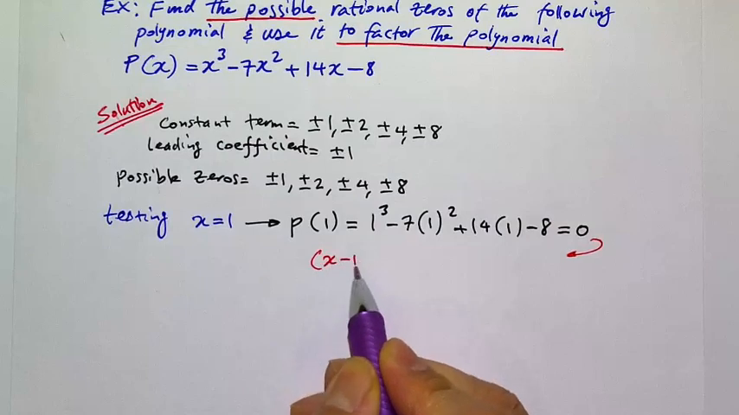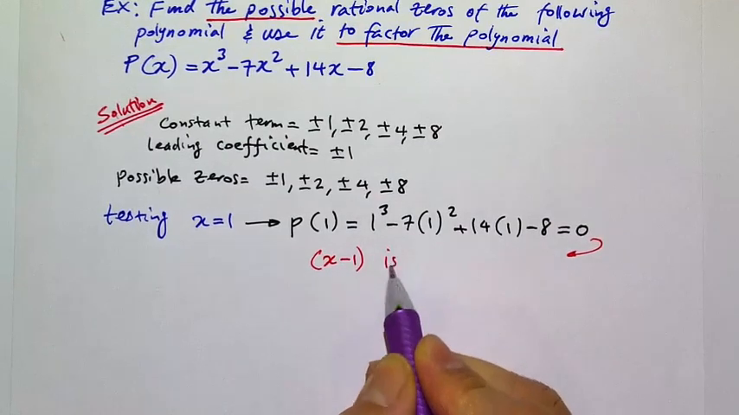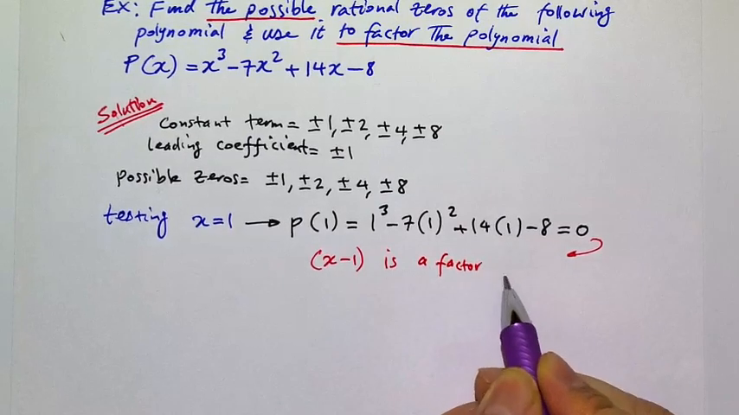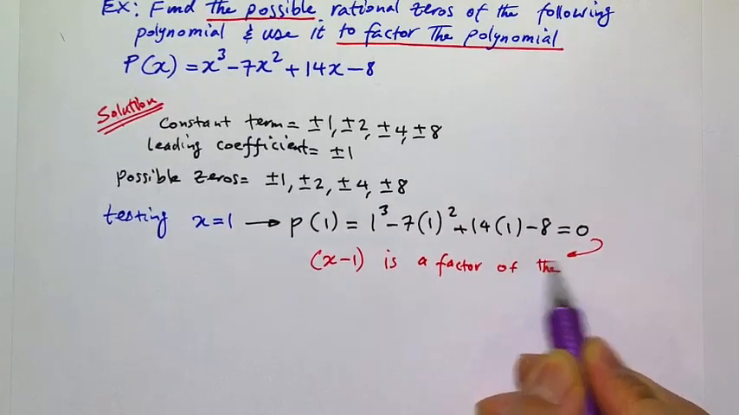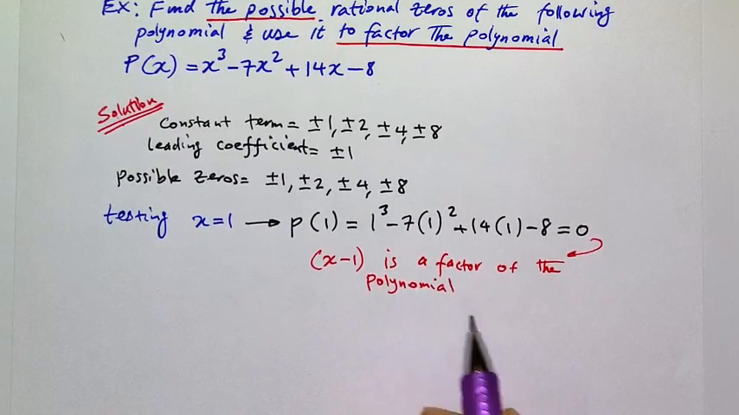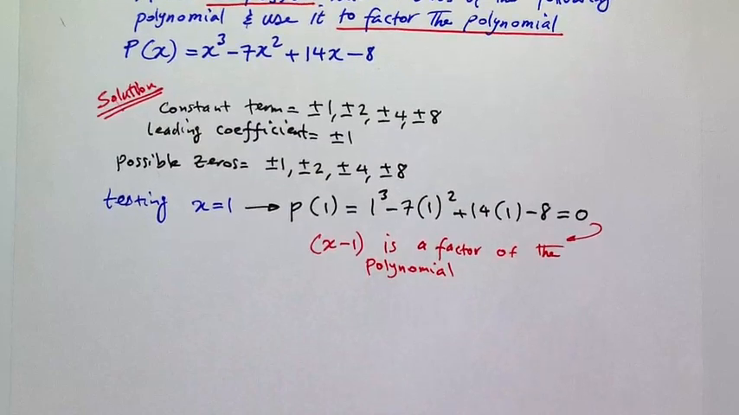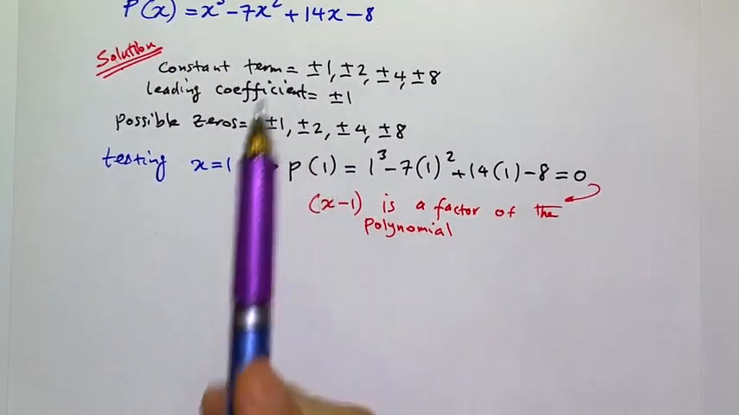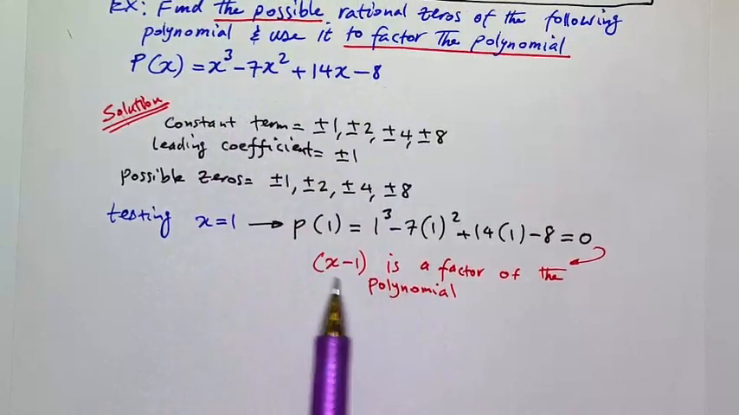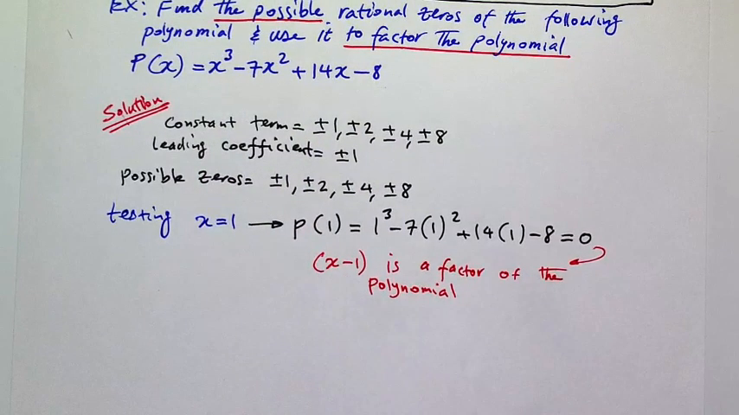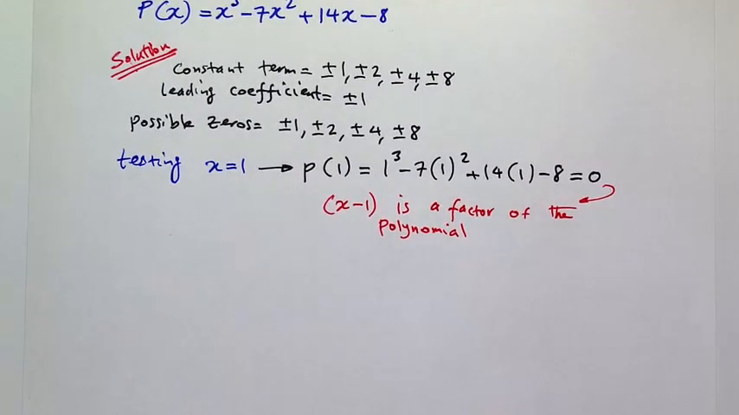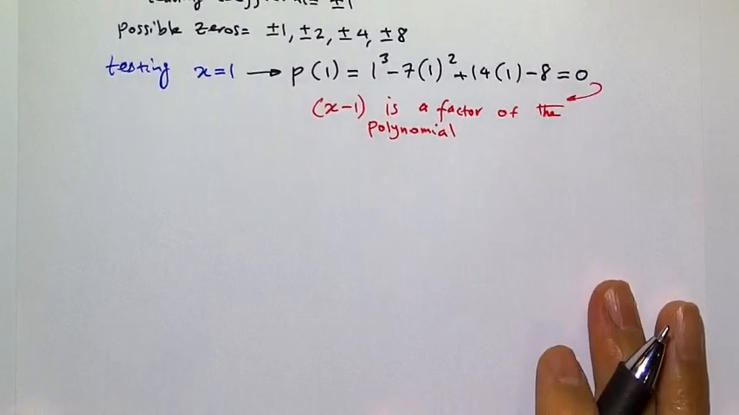Again, all of this material is review. You've seen this before in pre-calculus 1. x minus 1 is a factor of the polynomial. So because of this, this is fortunate. So we can take this polynomial and divide it by x minus 1 to obtain another factor for that polynomial using long division, of course. So let's do that.